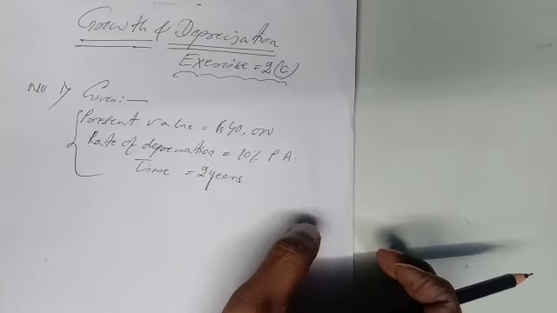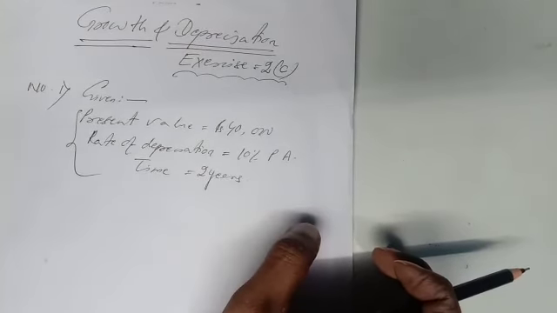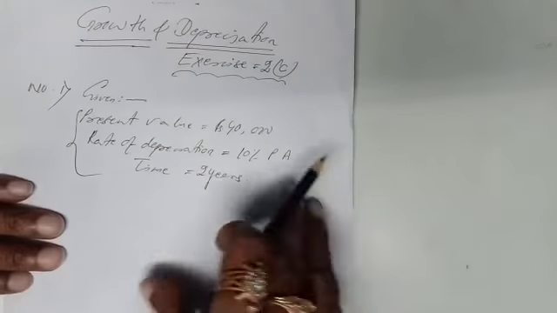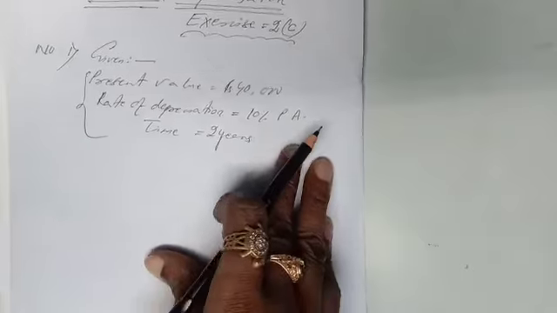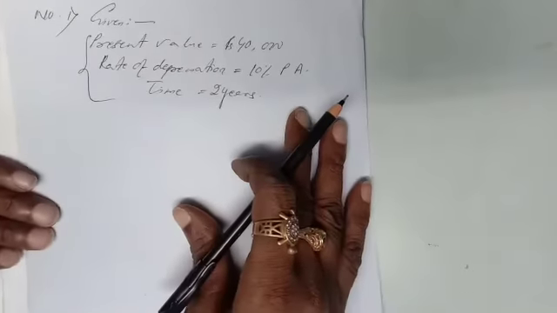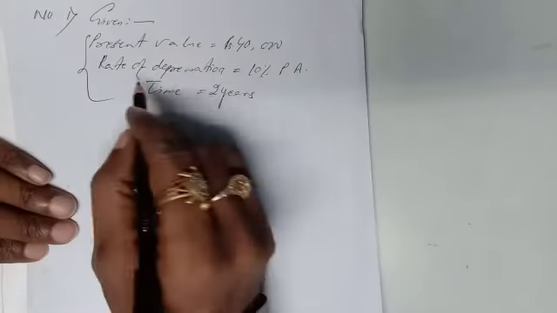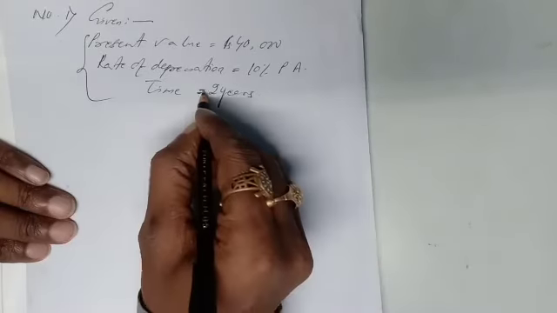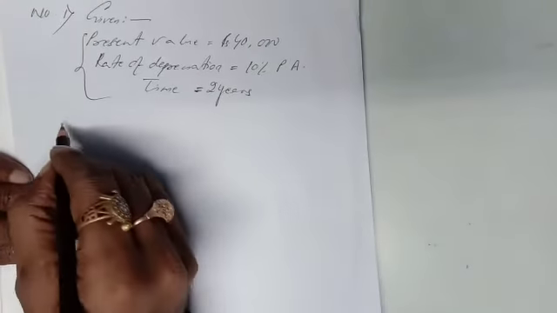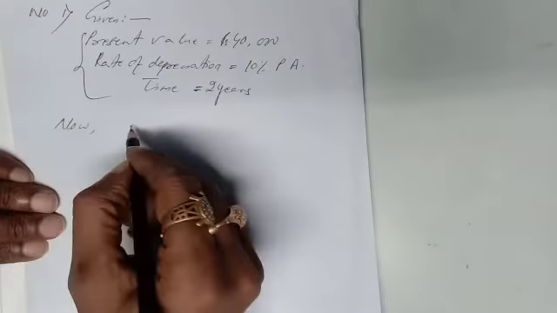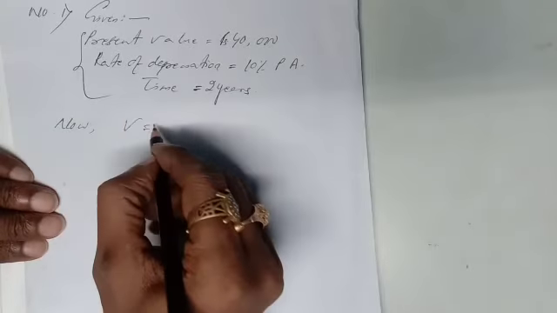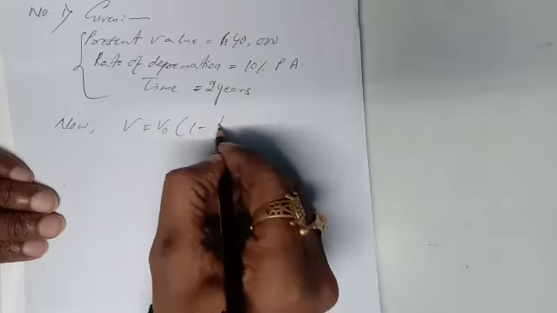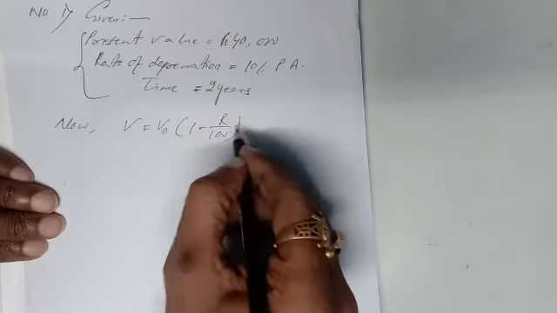In this question what is given, first we will copy the question. Present value of the house is given, 40,000. Present value given 40,000, rate of depreciation that is 10% per annum, time given 2 years. Now you have to apply the formula V is equal to V0 (1 minus R by 100) whole to the power n.